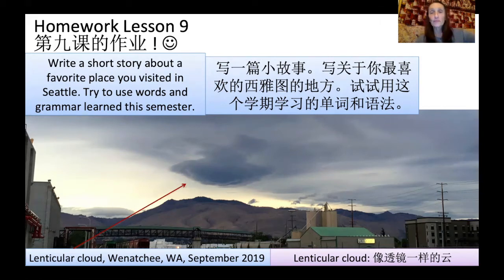Like an eyeglass lens. The shape of it. So it's a shape like this. 镜头. And so you see this cloud. All right, it's just an interesting place, Wenatchee, Washington, on the east side, 东边, of the Cascade Mountains. Okay, let's continue. 我们继续吧.